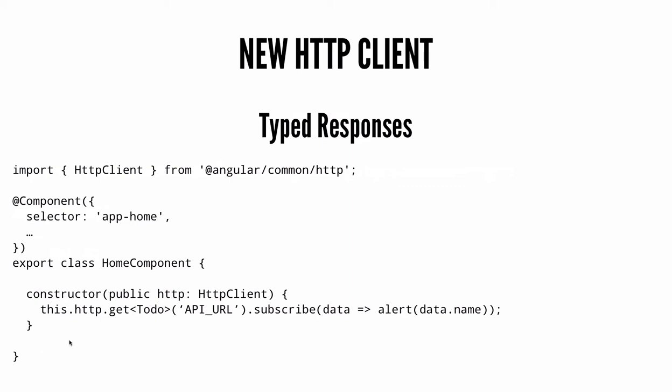So here, I'm saying HTTP GET. I'm expecting to get a to-do. I pass in my API URL, and then that data I can immediately act on. I don't have to assign it to an object of type to-do to be able to get the nice autocomplete or any of those features. So typed responses are really cool, especially if you know the data you're getting and you want to be able to work with it right away.